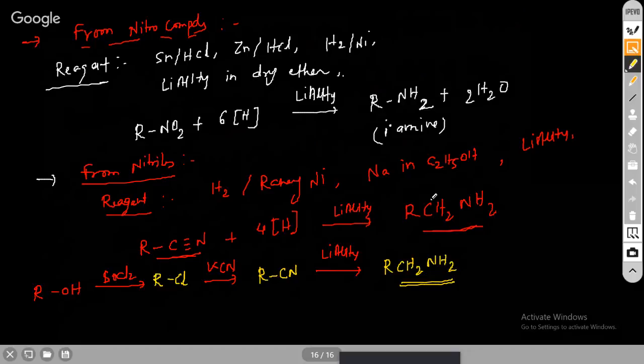Next, write down by reduction of oximes. Reduction of oximes.